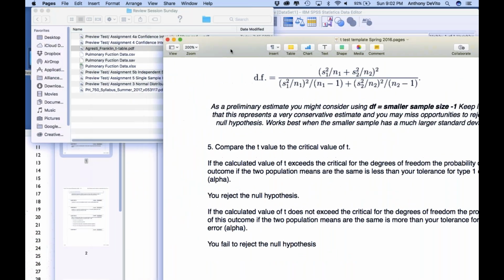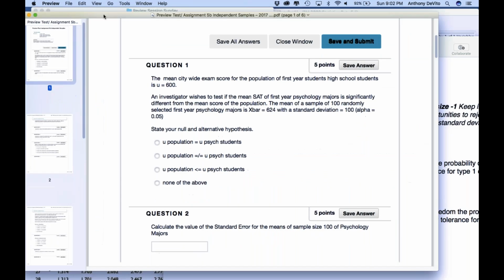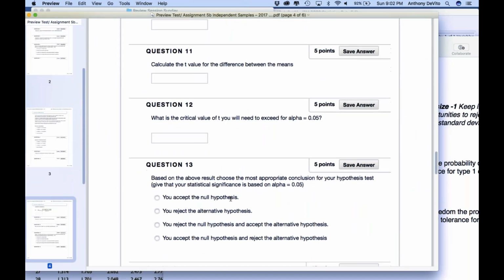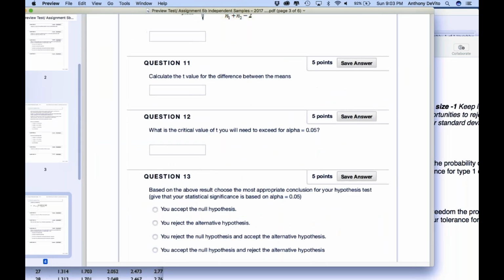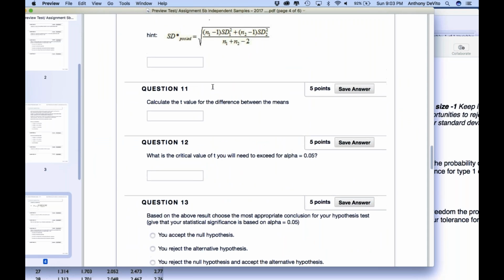So let's go back, and that was question number 11 on 5B. Okay, let's go down there. Might have to take a little extra look at this. I am on 5B, right? Is this 5B? Yeah, this is 5B. Question number 11: calculate the t-value for the difference between the two means.